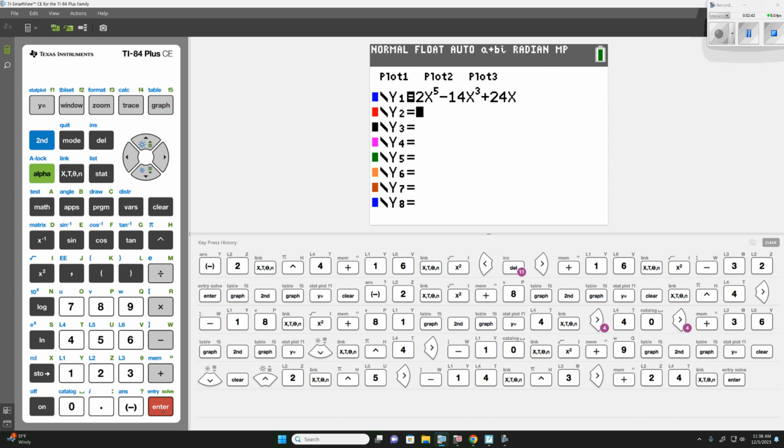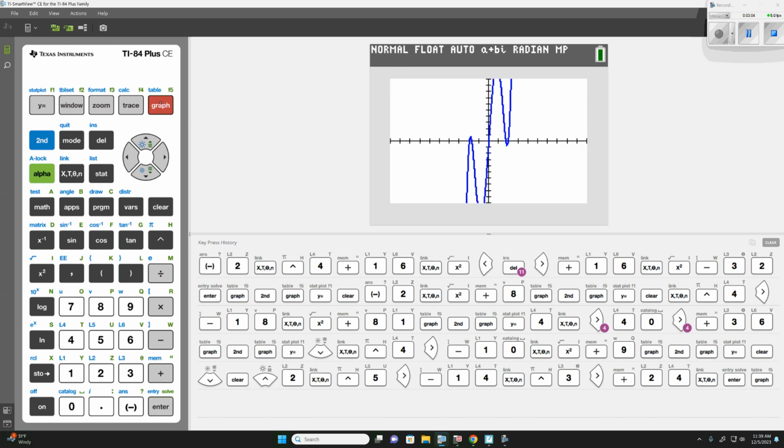Once you get it typed in, hit graph. Two x to the fifth minus 14x cubed plus 24x. Everybody get something that looks like this here?